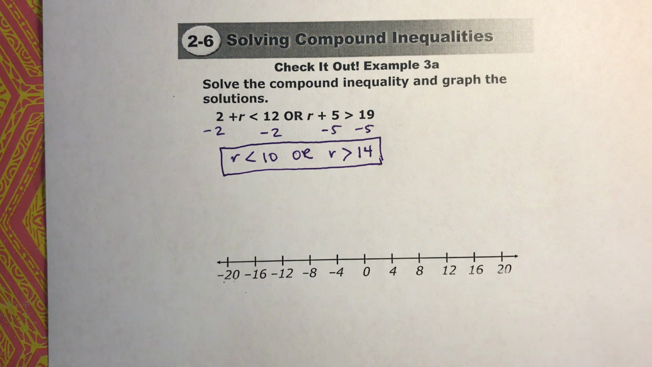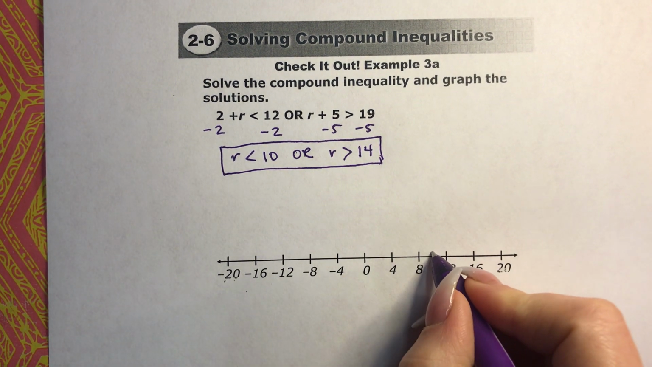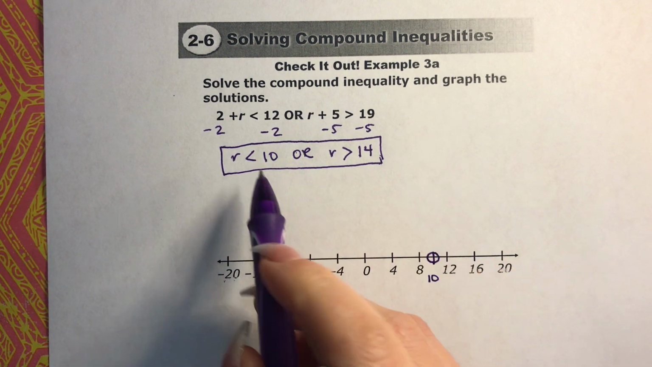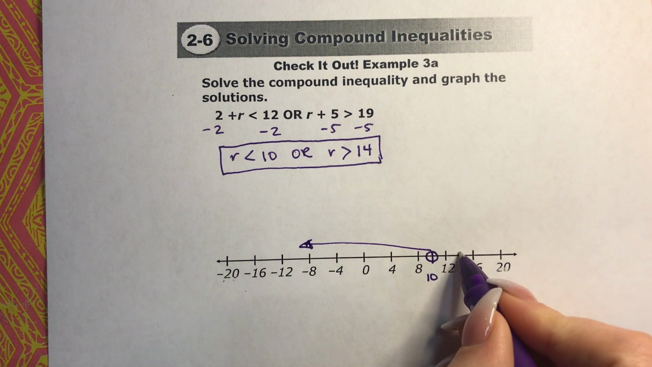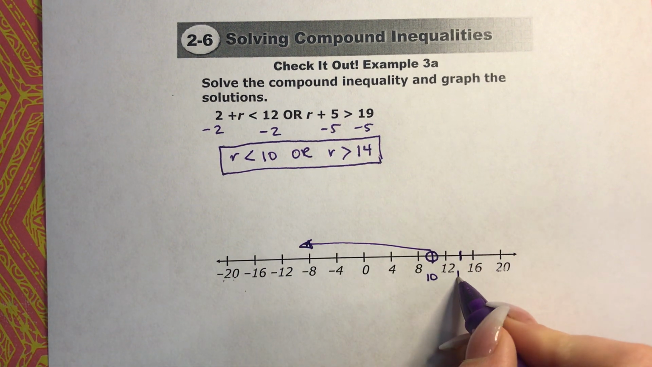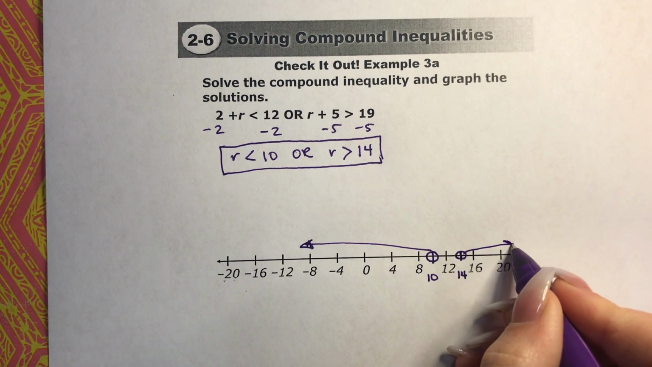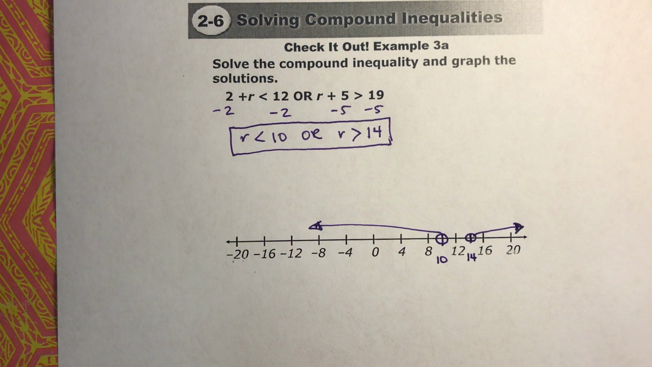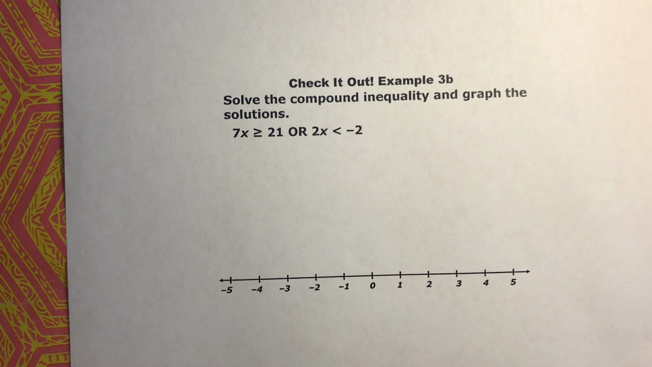And now we graph. So where's 10? 10 is halfway between 8 and 12, and that's going to be an open circle. And r is less than. And then 14 is halfway between 12 and 16. That's going to also be an open circle. Perfect. So if you got this right and you graphed it correctly, woohoo, you're doing amazing. On to the next one. Check it out, 3B. Let's see how you did.